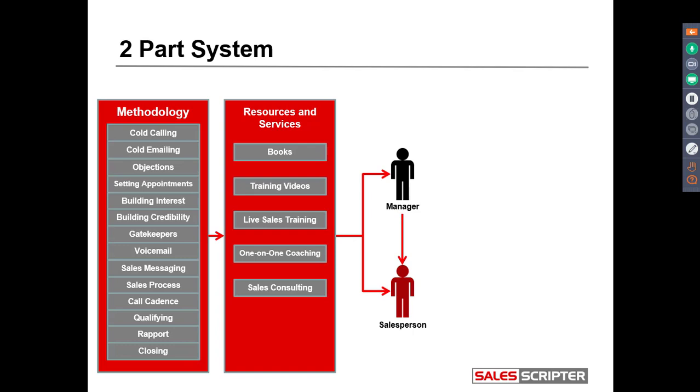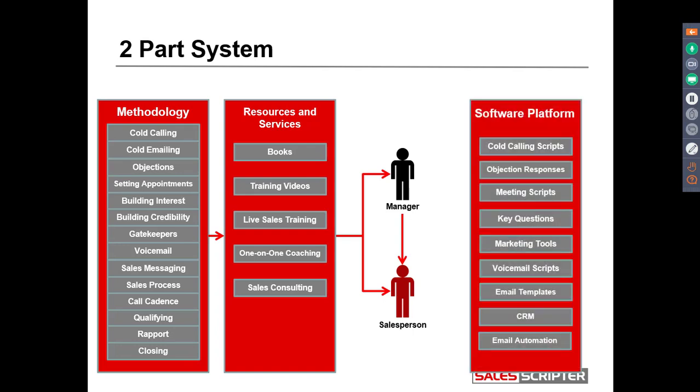So we have two different types of customers. Now, we give away a lot of our methodology, and that's one half of the system, for free. There's some stuff you can buy, but most of it's free if you want it to be free. Because our real strategy is to sell our software platform, which is called SalesScripter.